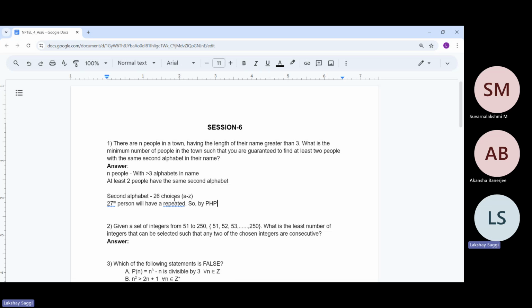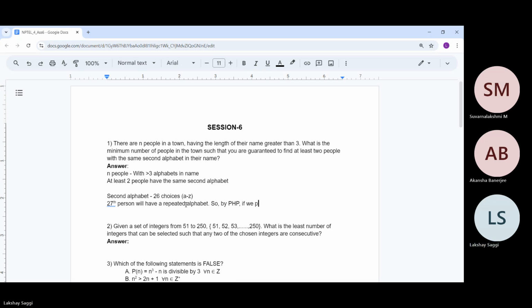Pigeonhole principle just says that if there are n holes and n plus one pigeons, then there will be at least one hole with two pigeons in there. And this has been discussed in the lectures also. So yeah, the 27th person will have a repeated alphabet by pigeonhole principle.